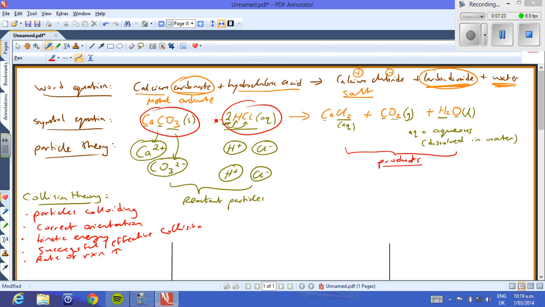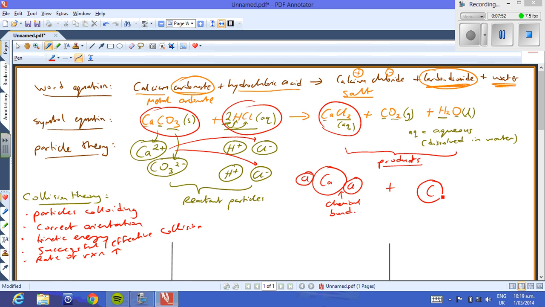Just to complete the particle diagram for the products, so if your calcium ions successfully collide with two chloride ions, then they'll form calcium chloride, and we can represent that like this. So large calcium ion, two chloride ions stuck onto it. Make sure that when you do your particle representation that they're joined together there to show a chemical bond. That would be an ionic bond specifically. And the carbon dioxide then is a carbon atom with two oxygen atoms stuck onto that. So there's your carbon dioxide, and then your water can be represented like that. So that would be a completed particle theory.